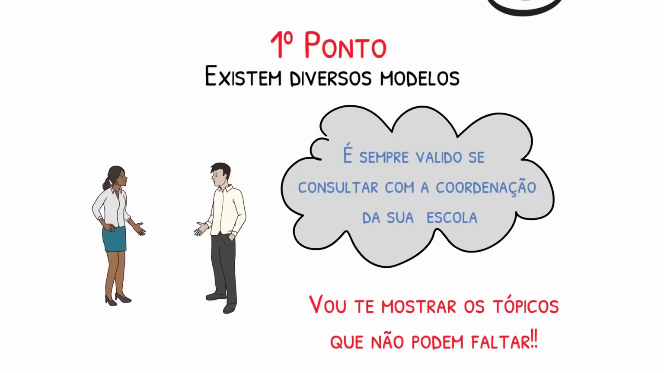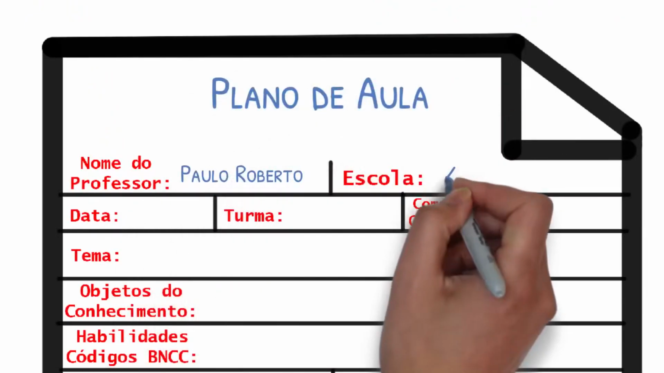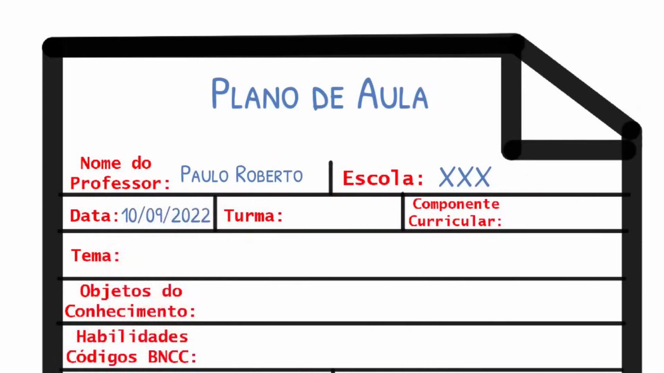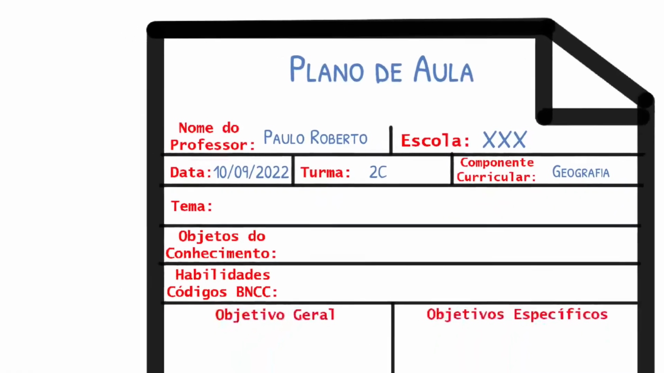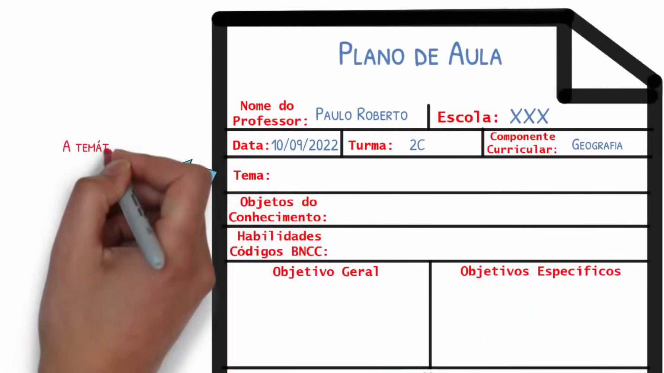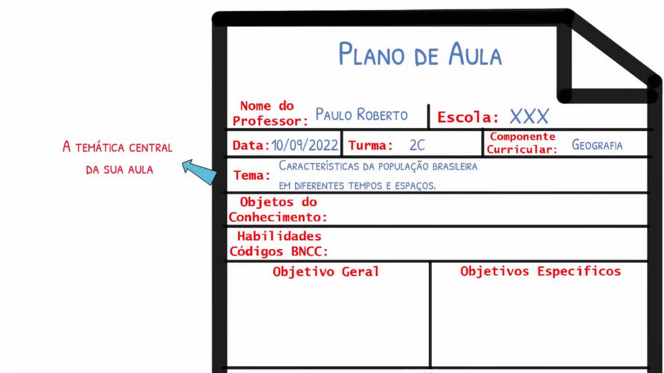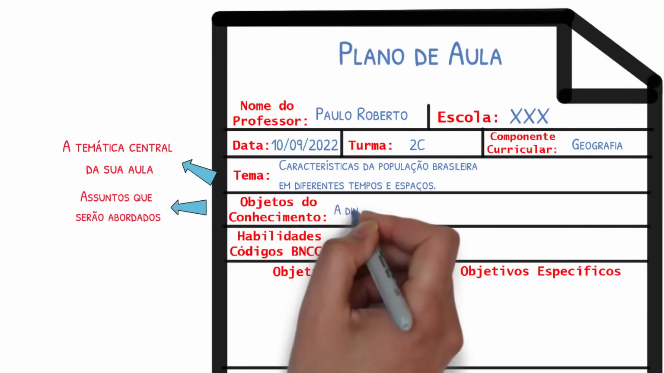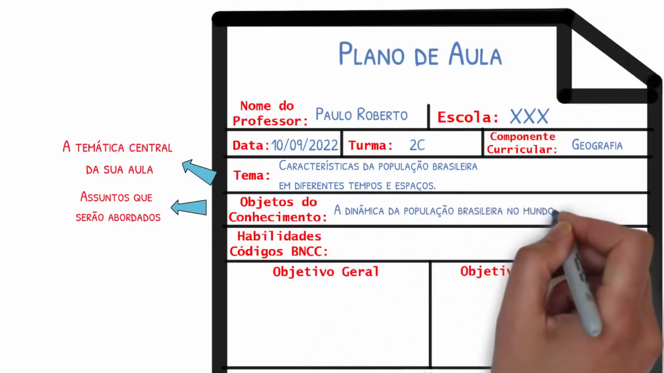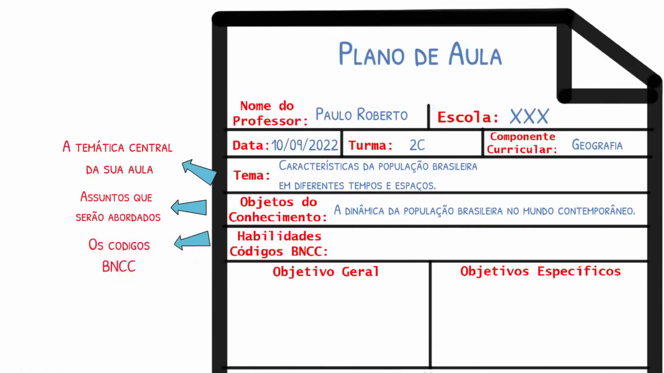Well, the first mandatory information that your lesson plan should include are the header details, such as the teacher's name, the school's name, the date, the class, and also the subject area. After entering this information, you need to include 3 other topics that are essential in every lesson plan, which are, first, the theme, which would be the central topic of your lesson, the content areas, which are basically the content you intend to work on during your lesson from a broader perspective. And finally, the dreaded skills, right? The BNCC codes. I myself struggle a lot with this.